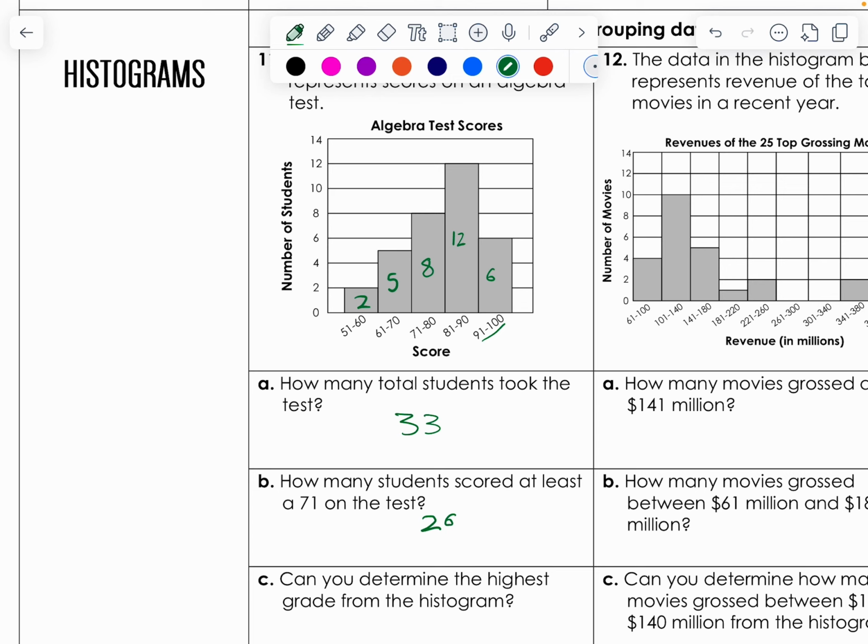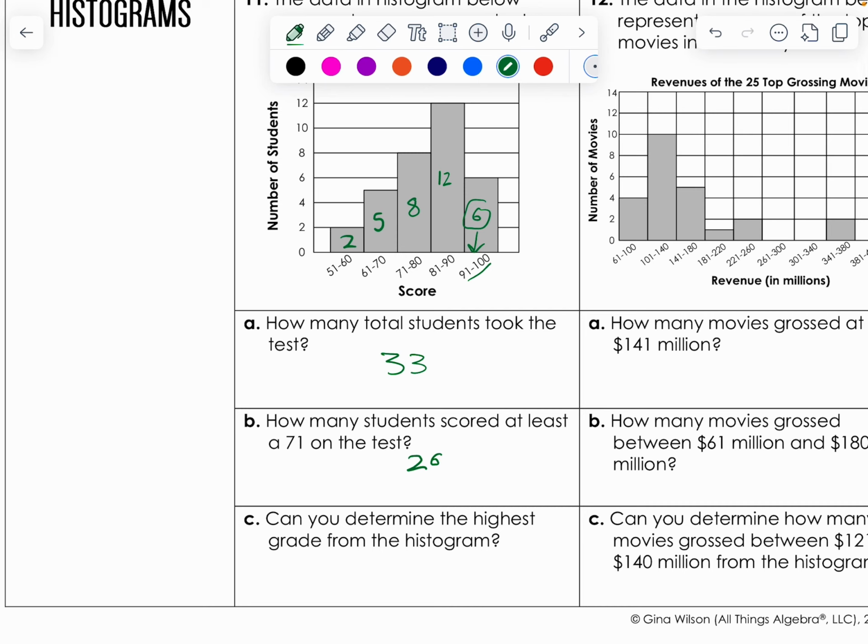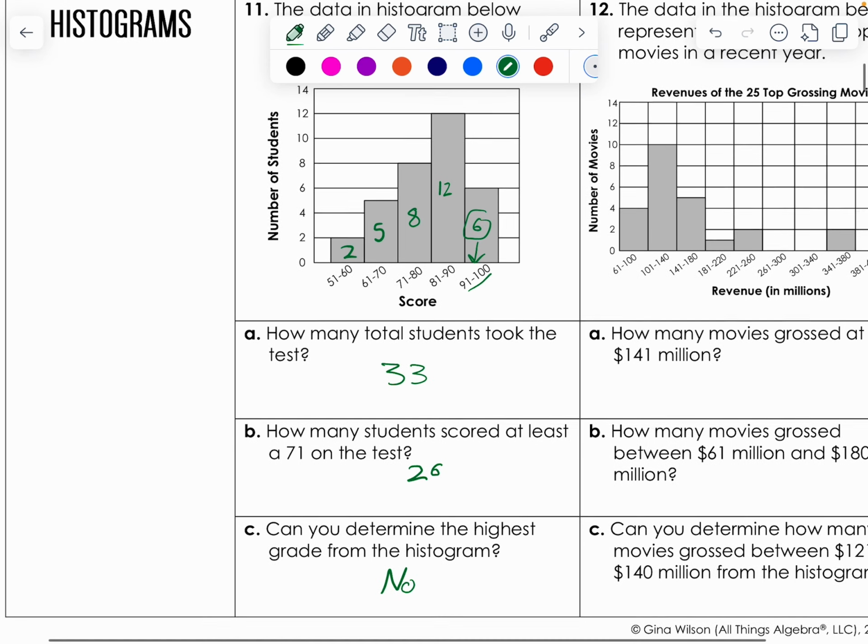Yeah, the graph is not giving us the exact scores. It's not like a dot plot or something like that. It's a range. All we know is that 6 students scored in the range from 91 to 100. We don't know exact scores here. So is there enough information from the graph, from the histogram? No, there is not. Not enough information. We cannot determine the highest score.